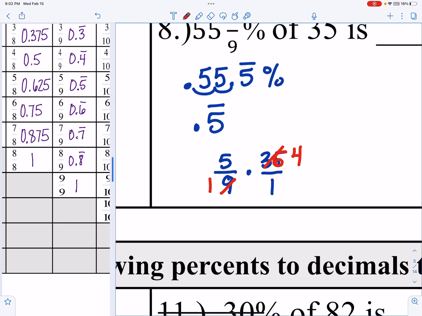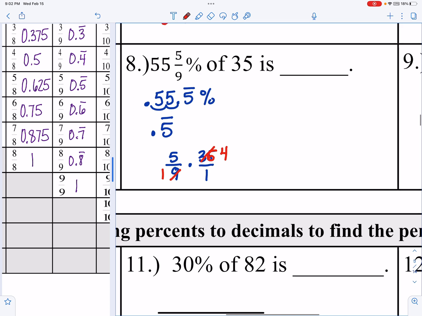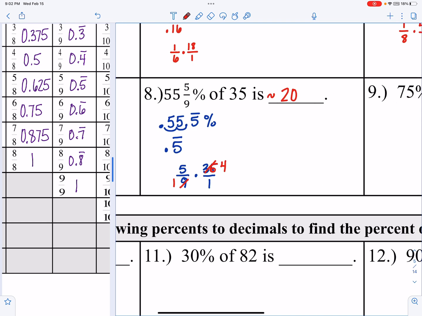Okay, so now I have 1/9 is 4. But I have 5/9. So if we continue multiplying across, 5 times 4 equals 20. And so here we go. Now, this is approximately 20. Okay, it's not exact because we did change and make a sort of compatible number.